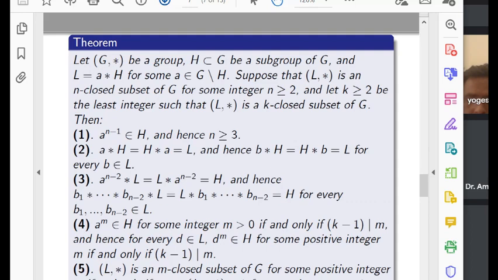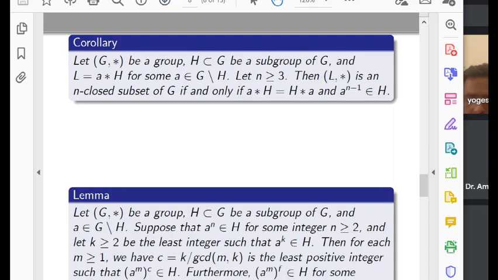Okay, here is another result that follows from the previous theorem. If you have a subgroup and you have a left coset, then L is closed if and only if A star H equals H star A and A to the minus 1 is in H.